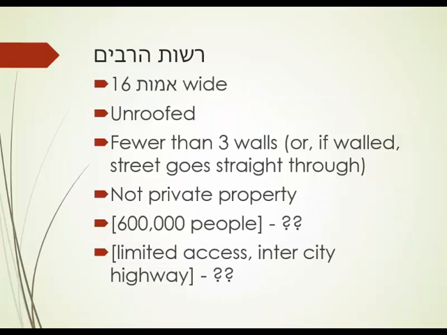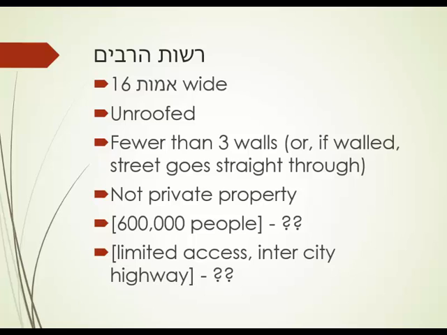Second is a Reshut HaRabim, a public domain, and that is any area which is 16 amot wide. An amma is 6 tefachim, so if you just do the calculations, we're talking somewhere between 24 to 32 feet. It has to be unroofed. There needs to be fewer than 3 walls, or if there are walls, then the street goes straight through the city. And in addition, it also cannot be private property. If it's owned by a private individual, even if everybody uses it, the main highway, it's still not going to be a Reshut HaRabim for purposes of Shabbat.